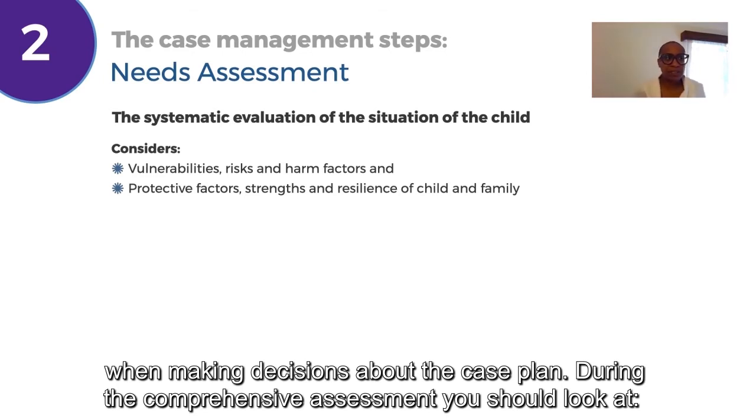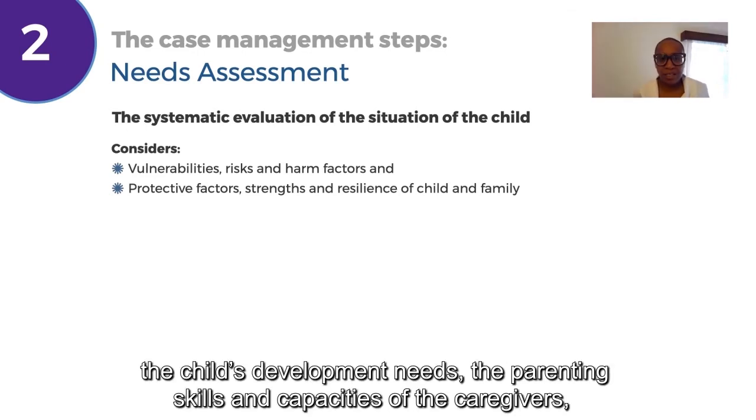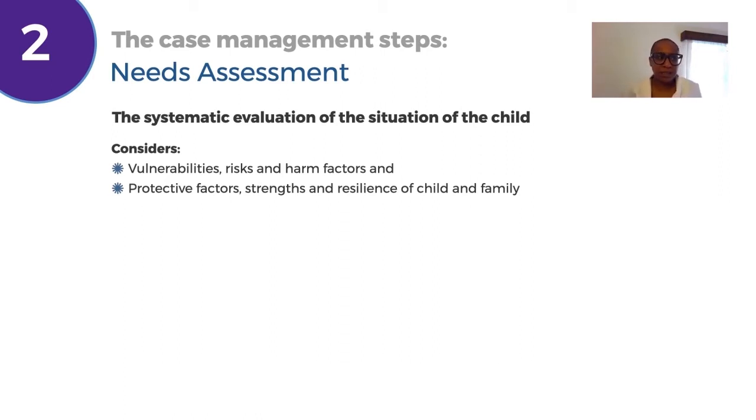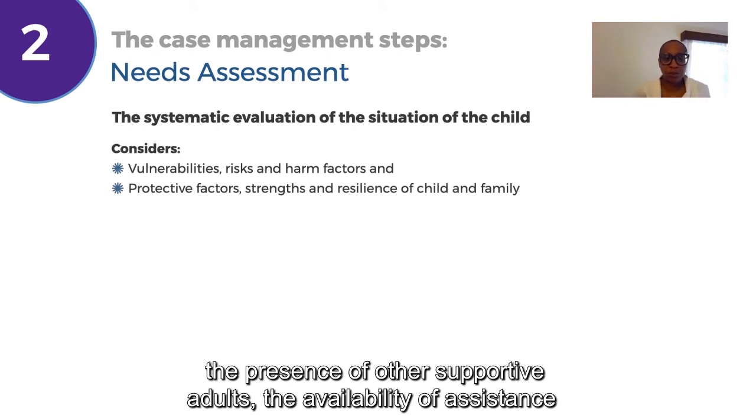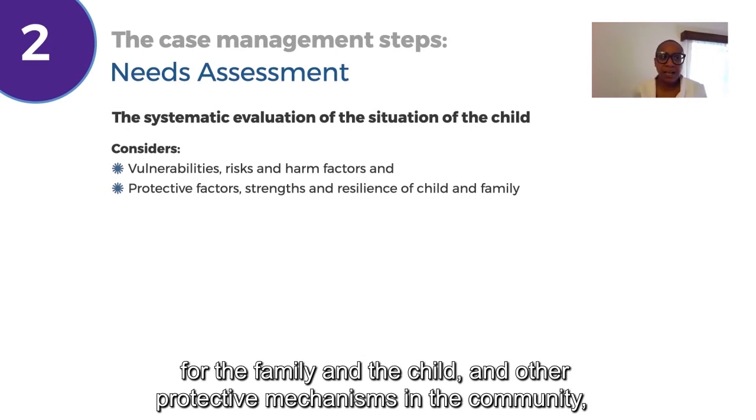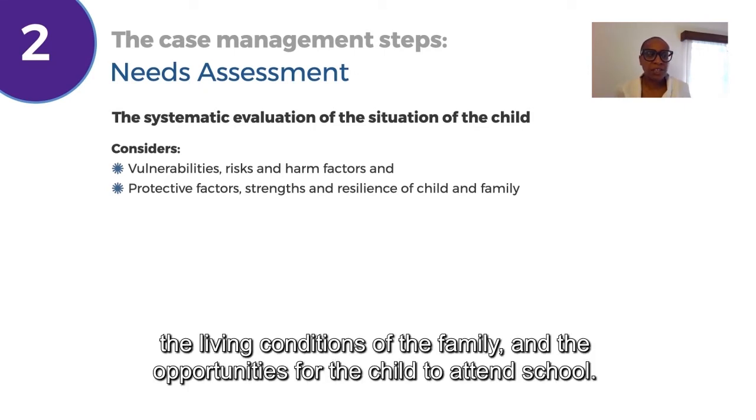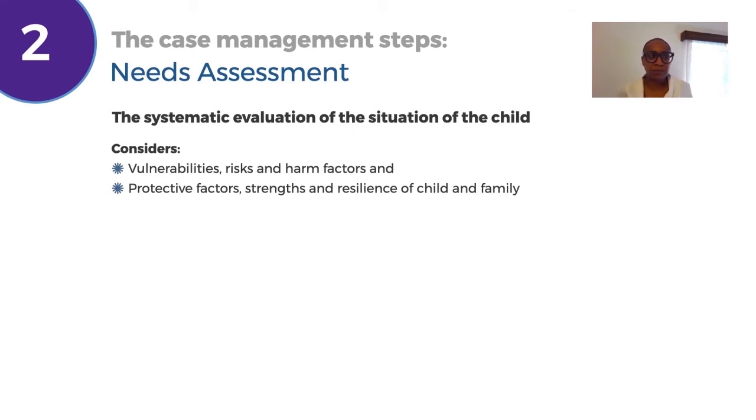During the comprehensive assessment, you should look at the child's development needs, the parenting skills and capacities of the caregivers, the presence of other supportive adults, the availability of assistance for the family and the child, and other protective mechanisms in the community. The living conditions of the family and the opportunities for the child to attend school.